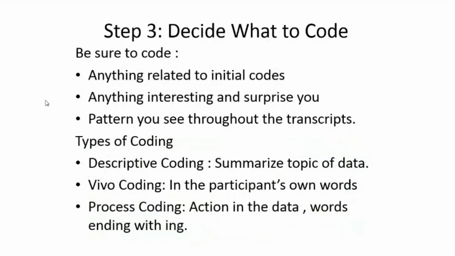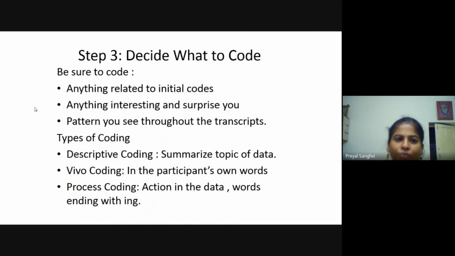The third step is we need to decide what we need to code. So basically the first thing is anything related to initial codes, which we have seen in the first step, that based upon the research question and the framework we can generate the codes. The second thing we can discuss is anything interesting or that surprises you. So if something in the data is interesting or new to us, we can code it. Or if we find some patterns or some relation in the data, we can take that as a code.